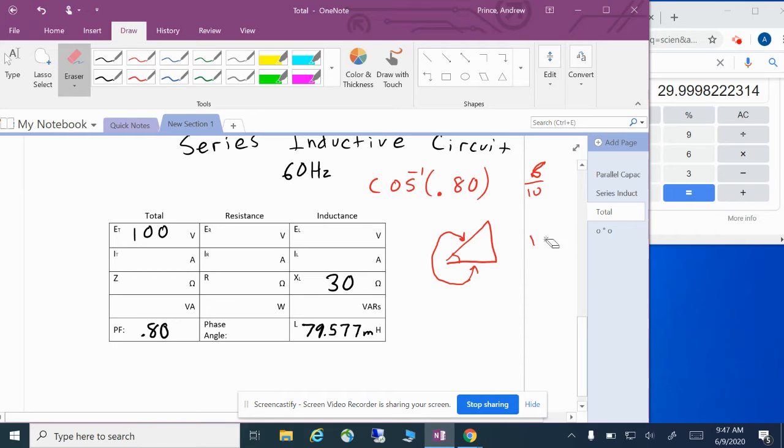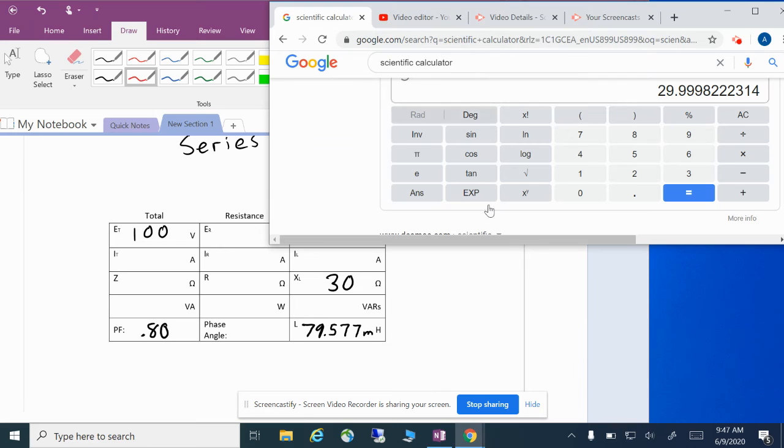So with that little detailed kind of overly explained explanation, we can pretty much just take the inverse cosine and plug the power factor ratio right into that. And so let's go ahead and do that and see what we get. So inverse cosine of 0.80, and we get 36.870 degrees.